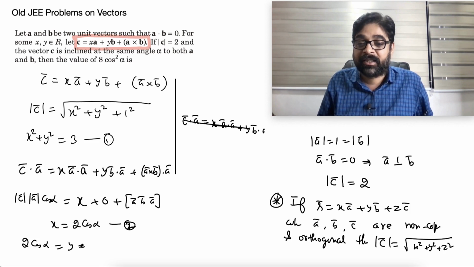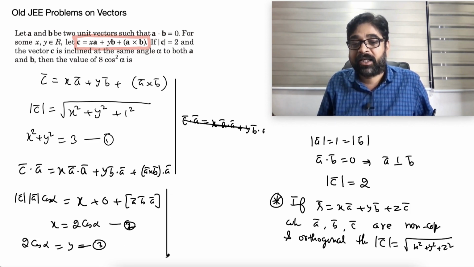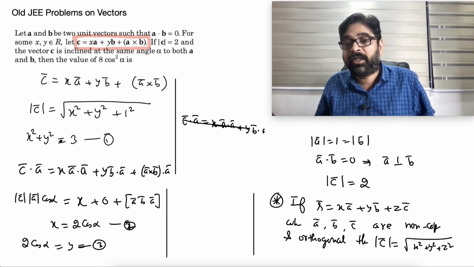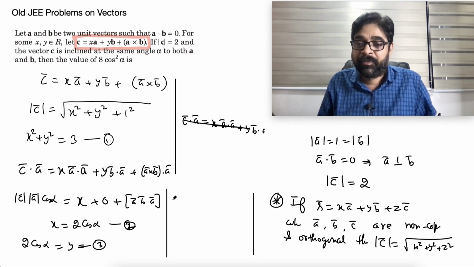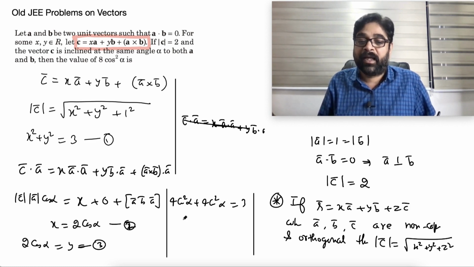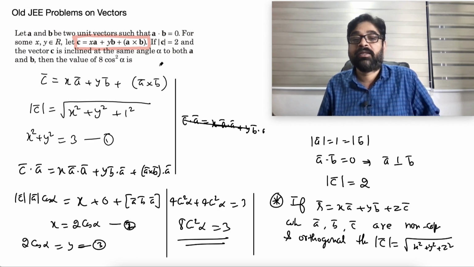So from the third condition, we got x equal to y equal to 2 cos alpha. Put it here, question over. So this will become 4 cos square alpha plus 4 cos square alpha equal to 3. They are asking 8 cos square alpha, that is directly 3. So the answer will be 3. I am sure it's clear to all of you.